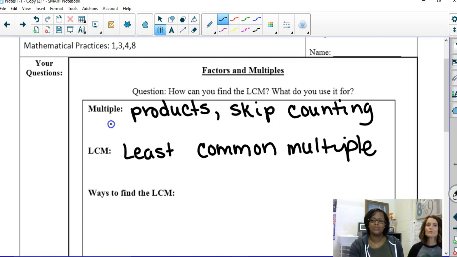The divisibility rules, we use the multiples. Right. So when we use the 5 rules, 10, 15, 20, 25, 30, 35. Those are your multiples. Multiples of 5. And then we could do the multiples of 2, which would be 2, 4, 6, 8, 10.